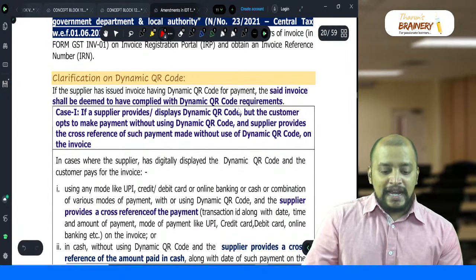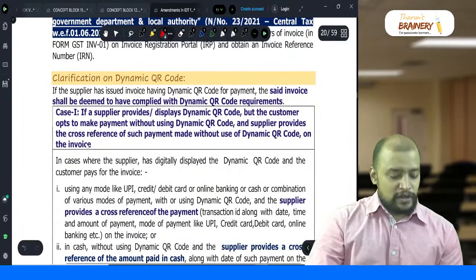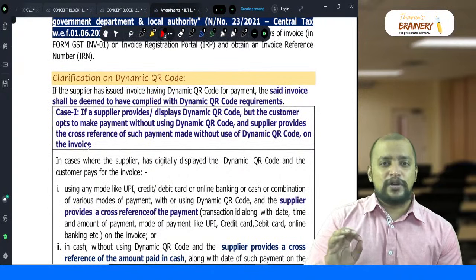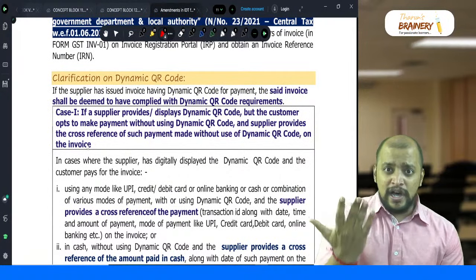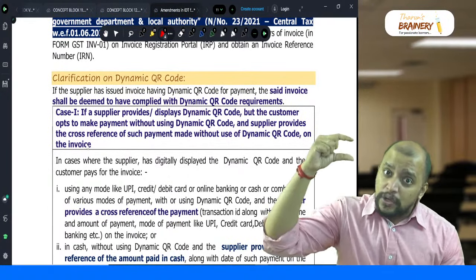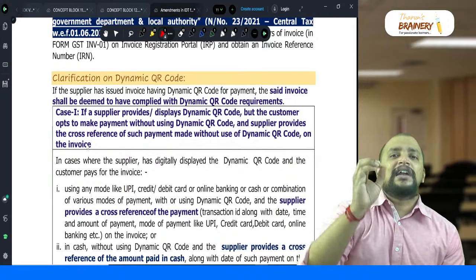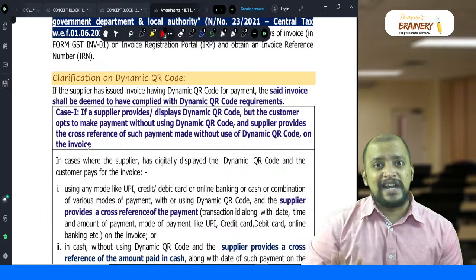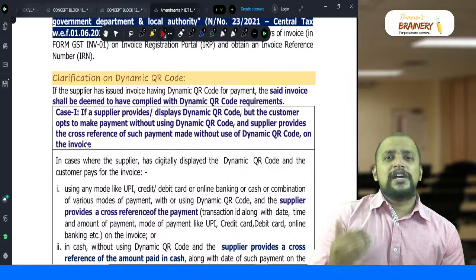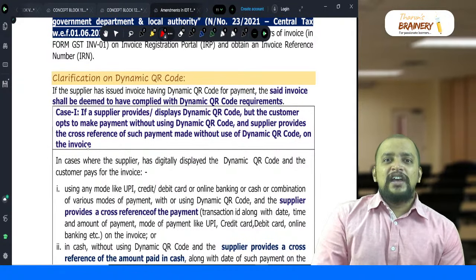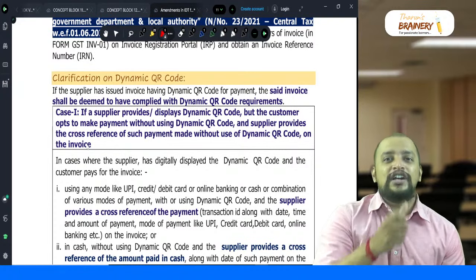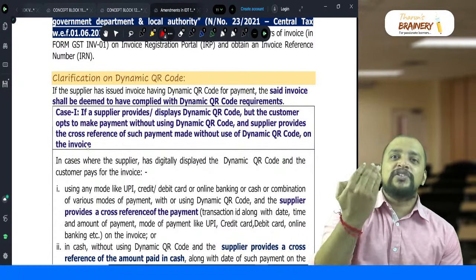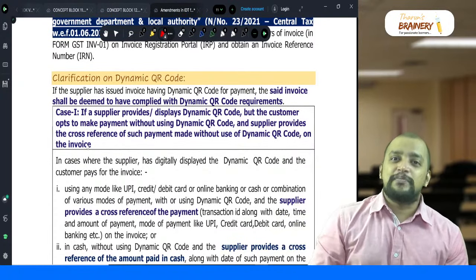Then clarification on dynamic QR code. What is a dynamic QR code? Simple: here, one invoice will have a QR code fixed on it, that is known as a dynamic QR code, and that QR code is not static. When you go to a lot of shops, now even the one who sells tender coconut on the roadside is keeping GPay. The auto driver is keeping GPay.